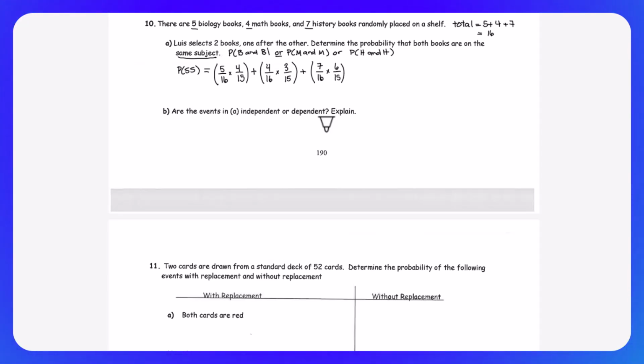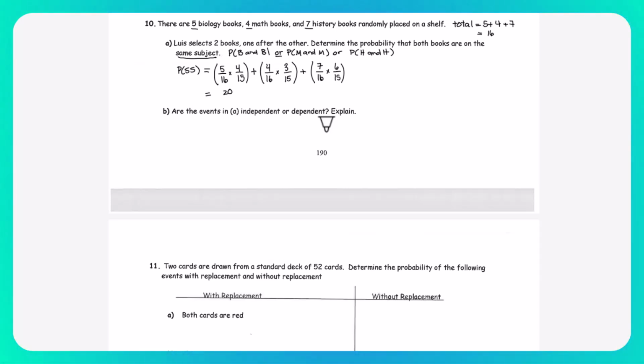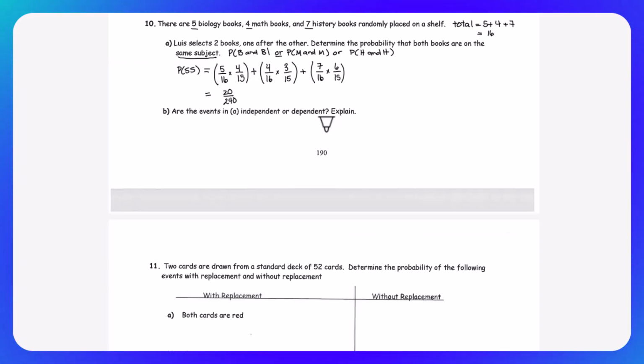Just like that. Okay, now remember, I don't want to do any reducing because I'm adding things and I want the denominators to be all the same. So when I do this, I actually get 20 over 240 plus 12 over 240 plus 42 over 240. So I have a probability for each case.